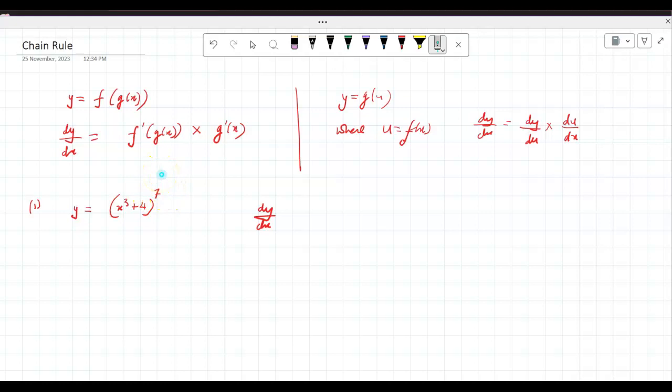So what is the derivative of x raised to 7? If this was x raised to 7, you would have 7x raised to 6. So you do 7, don't touch the inner thing, raised to 6, multiplied by the derivative of the inner function, 3x square plus 0. That means this is 7 times 3, which is 21x square, into (x cube plus 4) raised to 6.